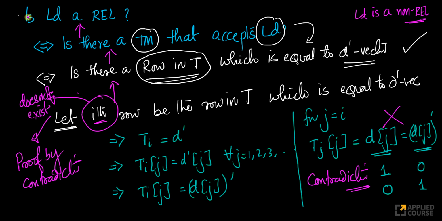Now I asked this question: is LD recursively enumerable? Which means, is there a Turing machine that accepts it? Which basically means, is there a row in T which does this? Then I said, let's assume there is a row, and I proved a contradiction. By proving this contradiction, I said this assumption is incorrect. By proof by contradiction, such an ith row does not exist. And going back logically, we arrive at the fact that LD is non-recursively enumerable.